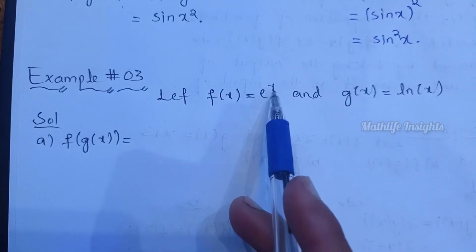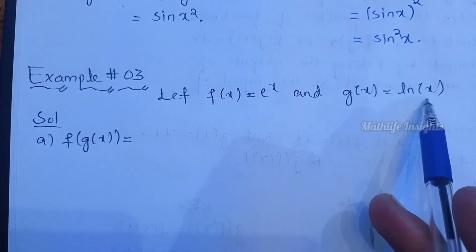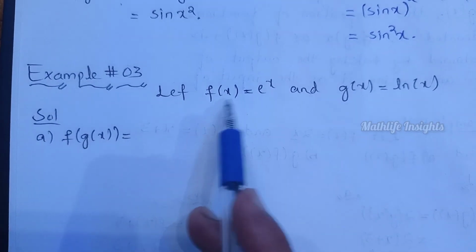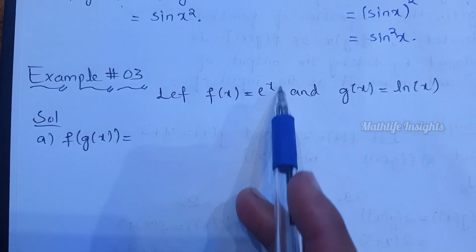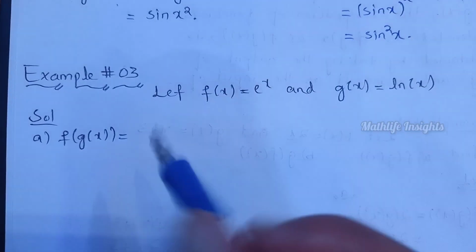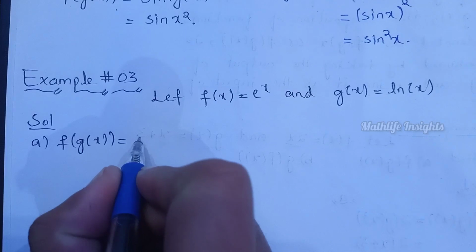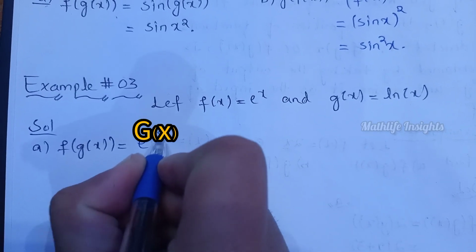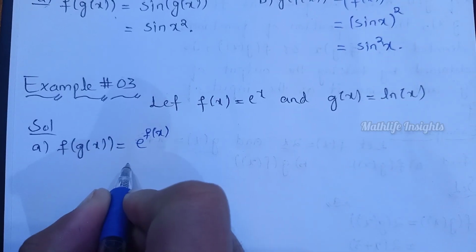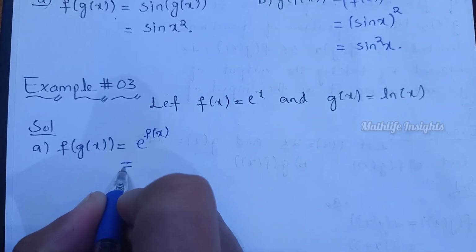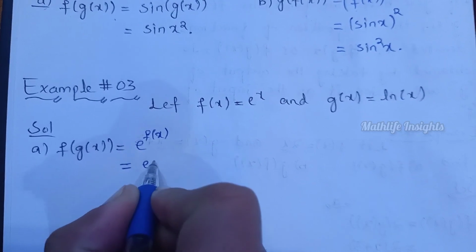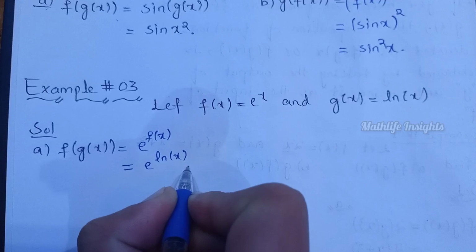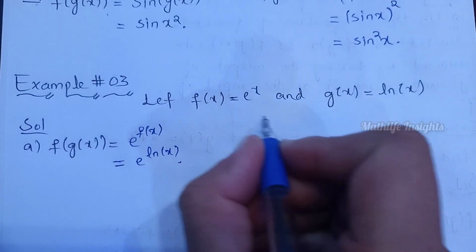Let's take another example. f of x equals e power x and g of x equals log of x. So f into g of x will be, using the simple concept, e raised to the power g of x. So substituting the value of g of x, we get e raised to the power log of x. This is our composition f into g of x.